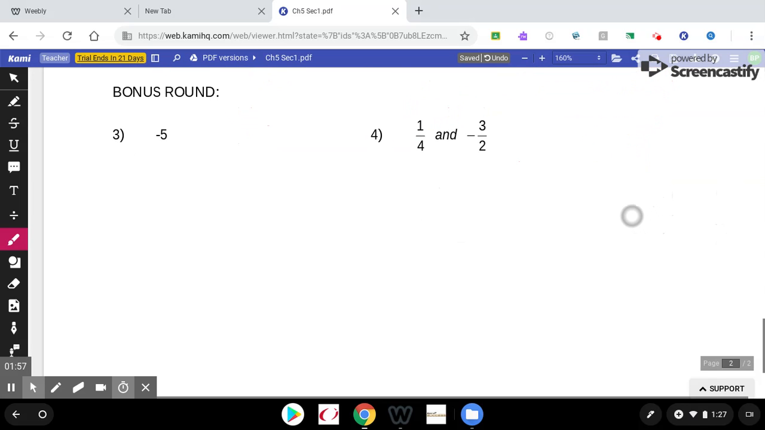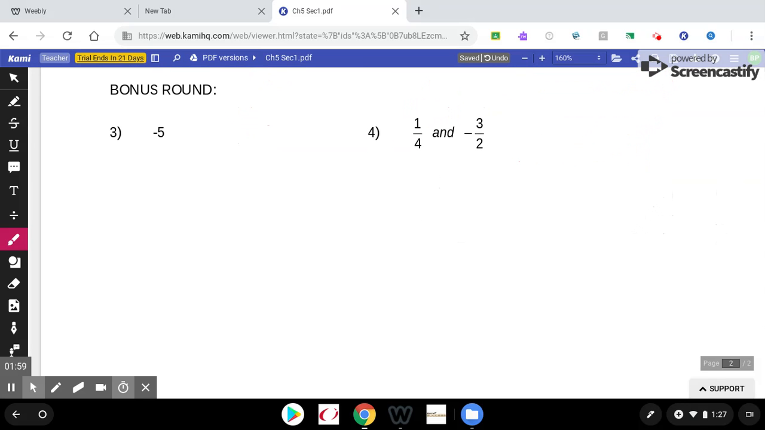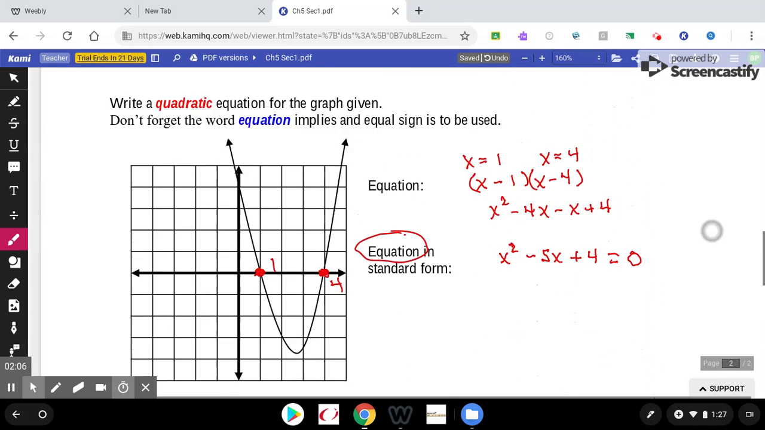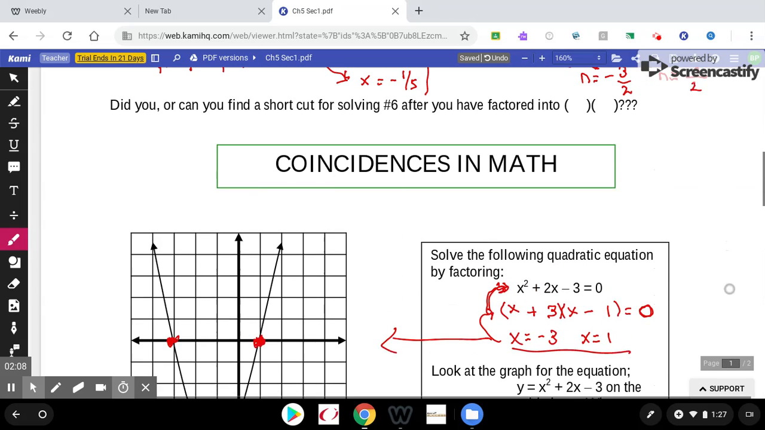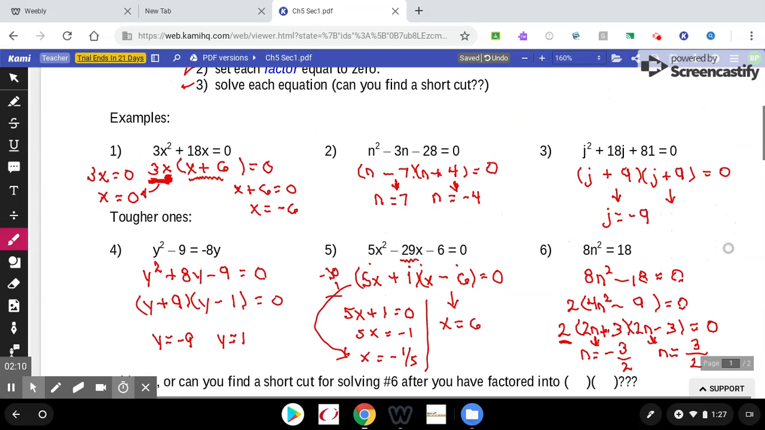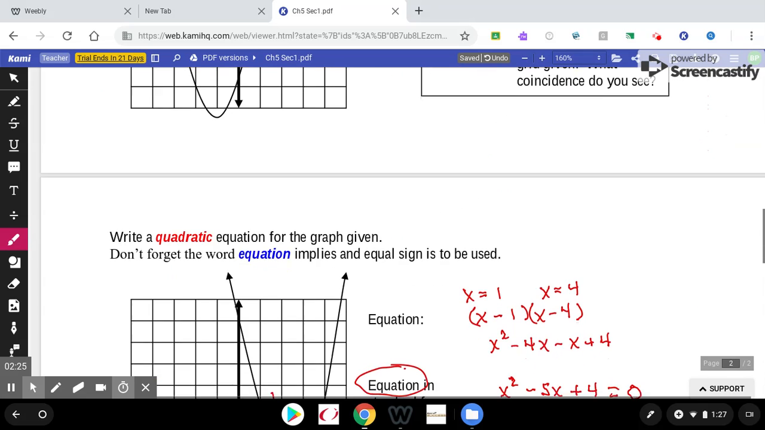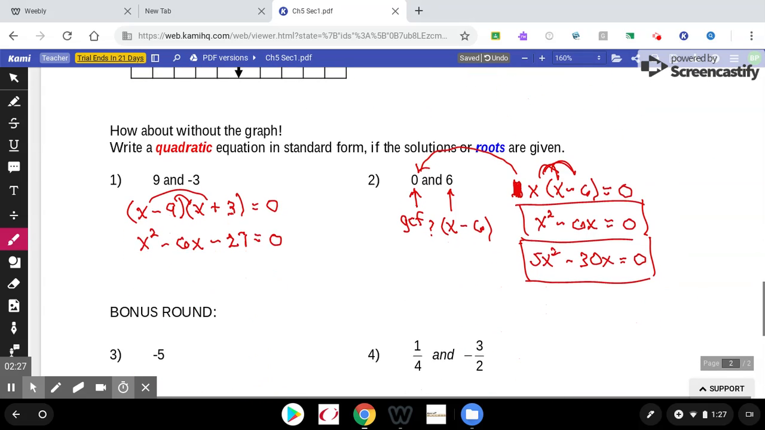All right, bonus round. Every single problem we have done so far had 2 answers, with the exception of, scroll up here, I will eventually find it. Aha, number 3. Take a look at number 3. The only answer was negative 9. Why was the only answer negative 9? Well, look at the parentheses. They match. So it is possible to get one answer for these, but it means that you have the same answer twice. So don't be confused by this guy.